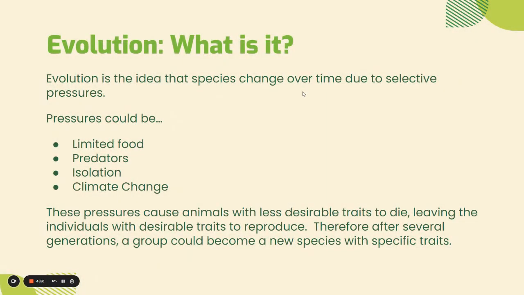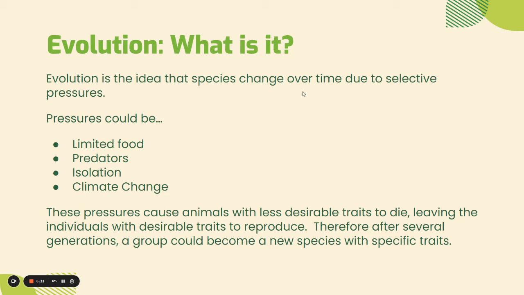So let's talk a little bit about what evolution is exactly, since Darwin kind of came up with the basis of it. Evolution is the idea that species change over time due to selective pressures. This is something that we have actually been able to see in smaller groupings through experiments. So we can see that this does actually happen.